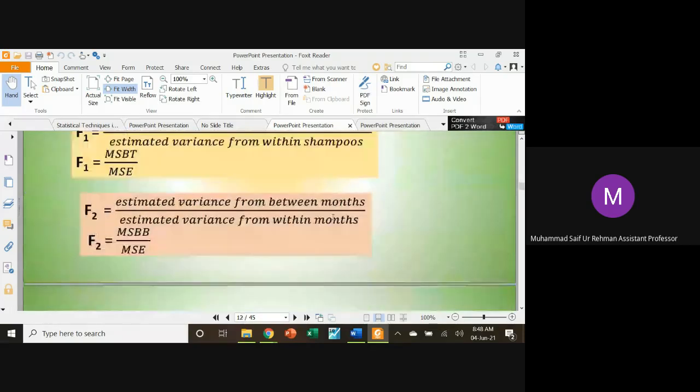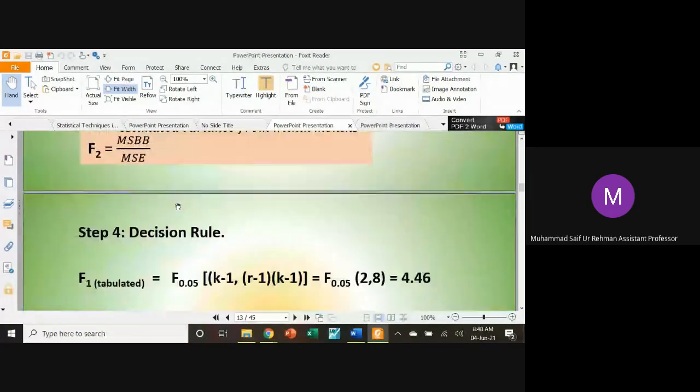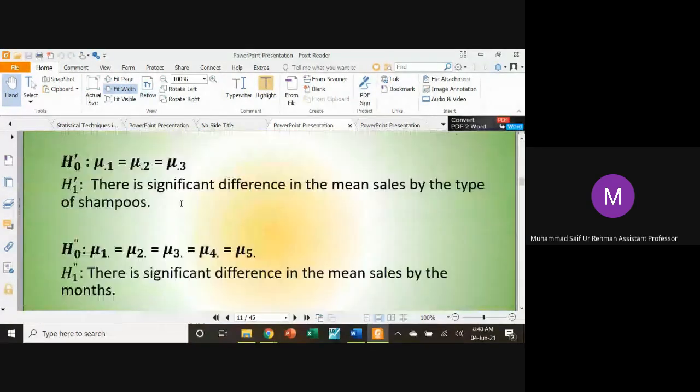And in this case, we set the null hypothesis as you can see over here. We basically set two null and two alternate hypotheses in this way. So you can see H naught bar was mu1, mu.1, mu.2, mu.3. In this case, we considered treatments, and in this case, we considered blocks. And in this case, the blocks are months.